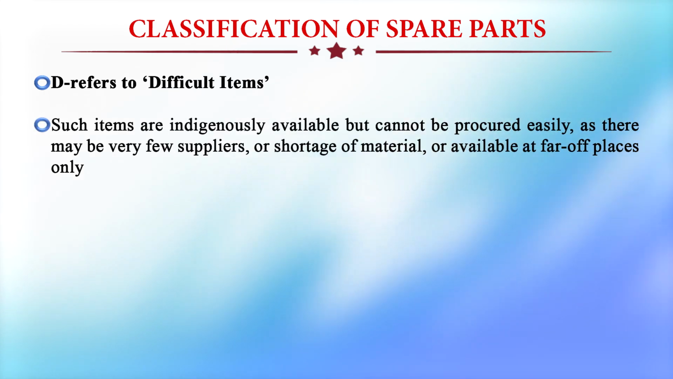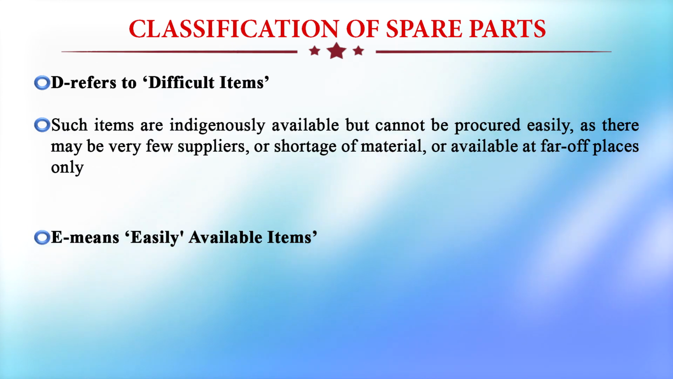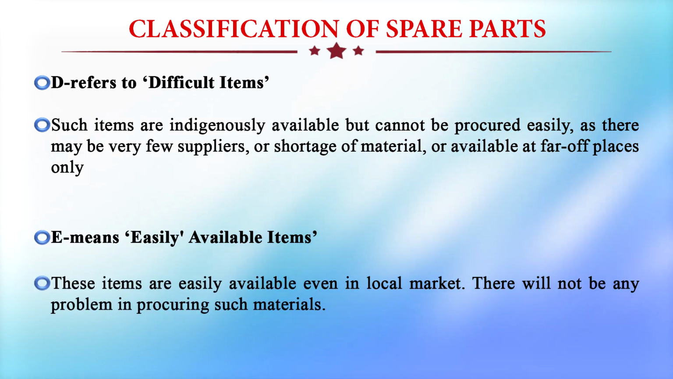Such items are indigenously available but cannot be procured easily, as there may be very few suppliers or a shortage of materials, or the materials are available at far places only. E means easily available items. These items are easily available even in local markets. There will not be any problem in procuring such materials.